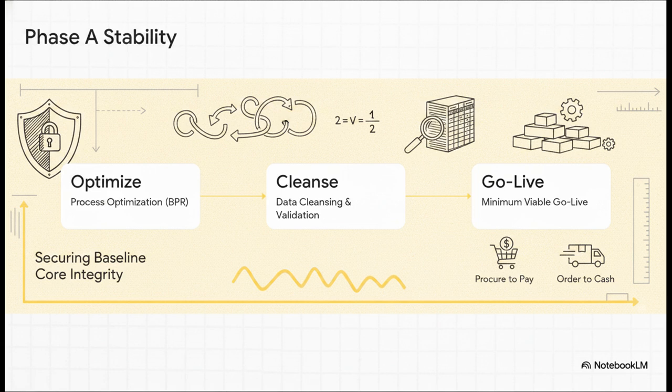Step 3. Minimum viable go live. This means deploying only the absolute core functionalities required to keep the business running. Procure to pay, order to cash, record to report. This is basic blocking and tackling. You establish a rock-solid, stable foundation before attempting to scale functional complexity across the enterprise.